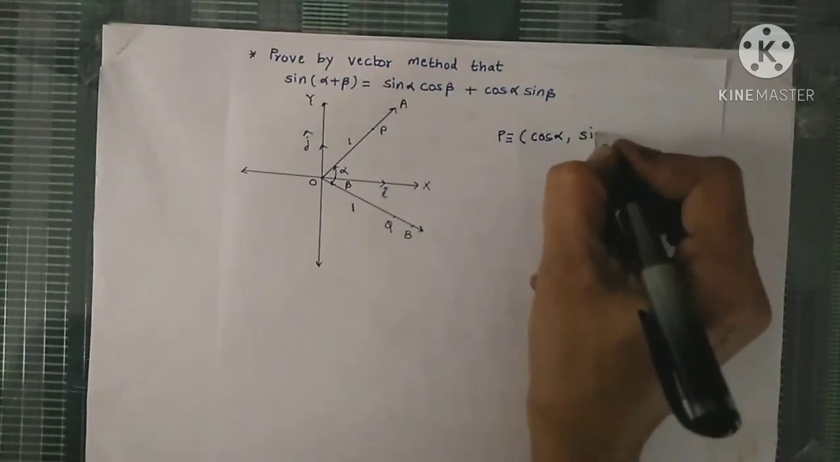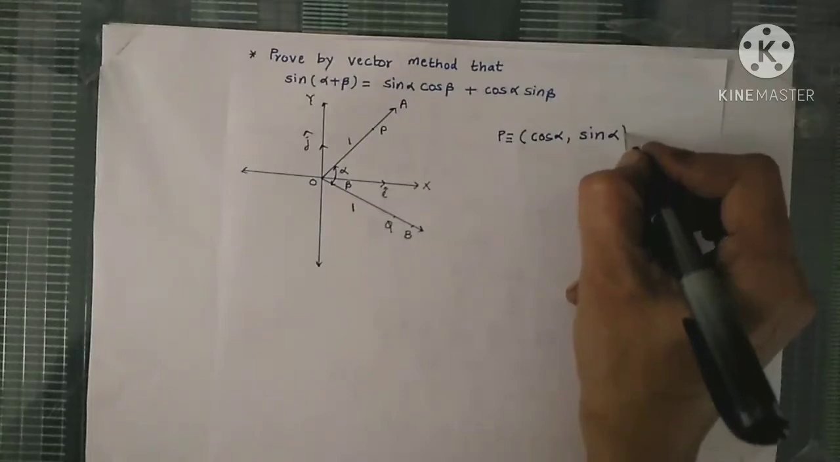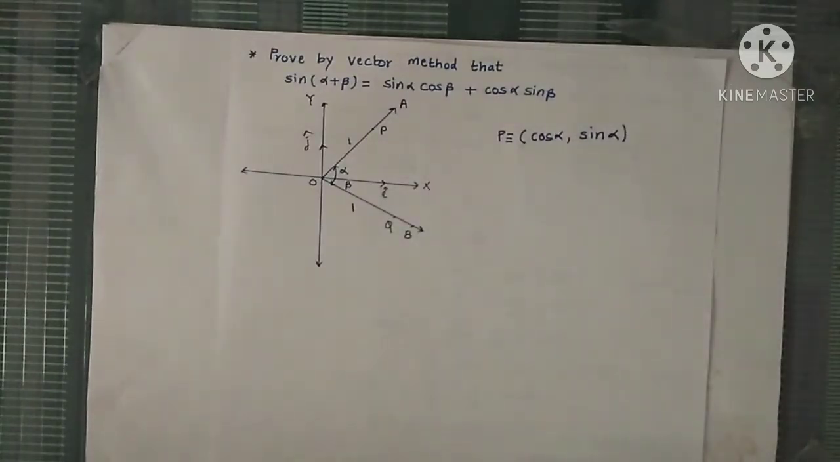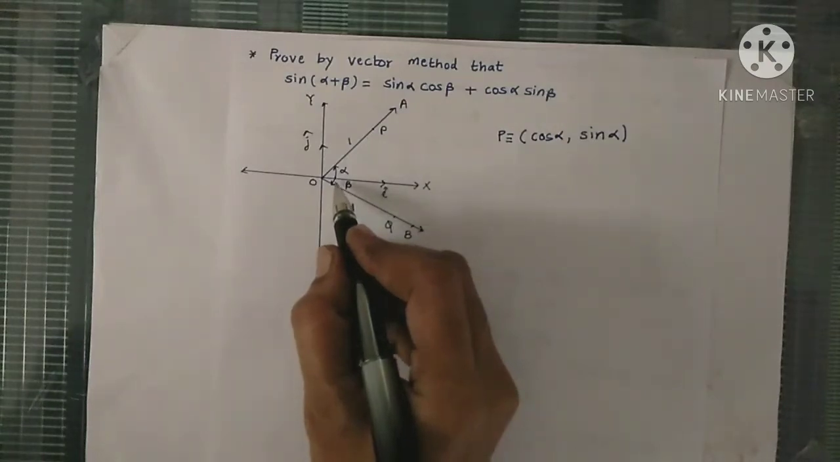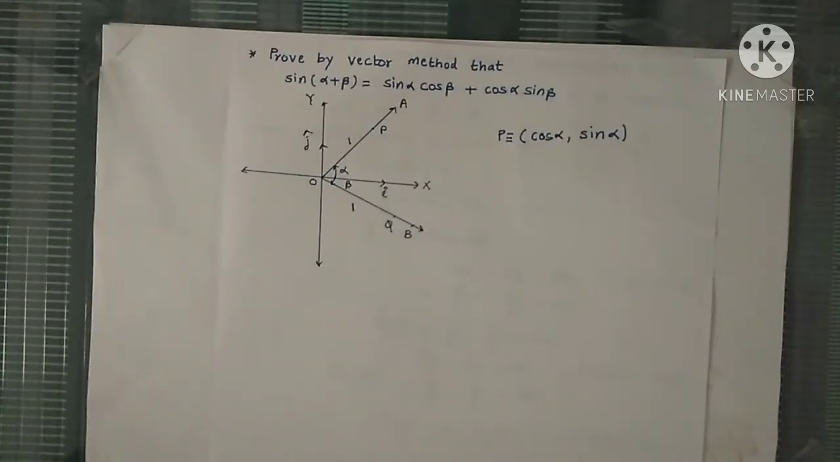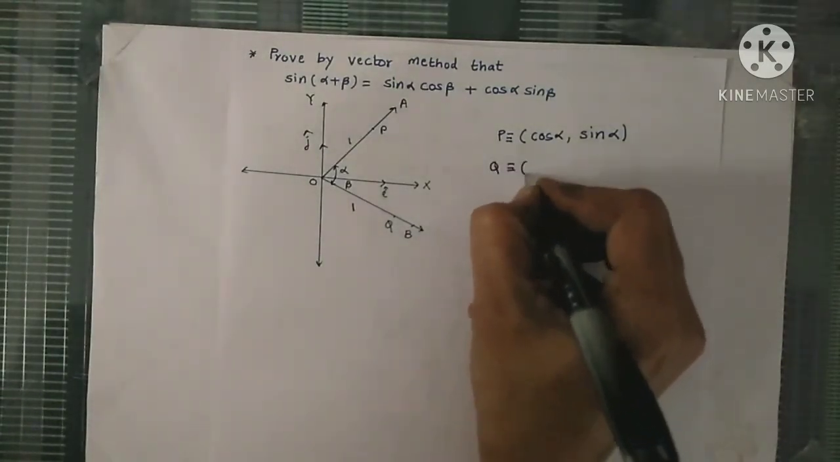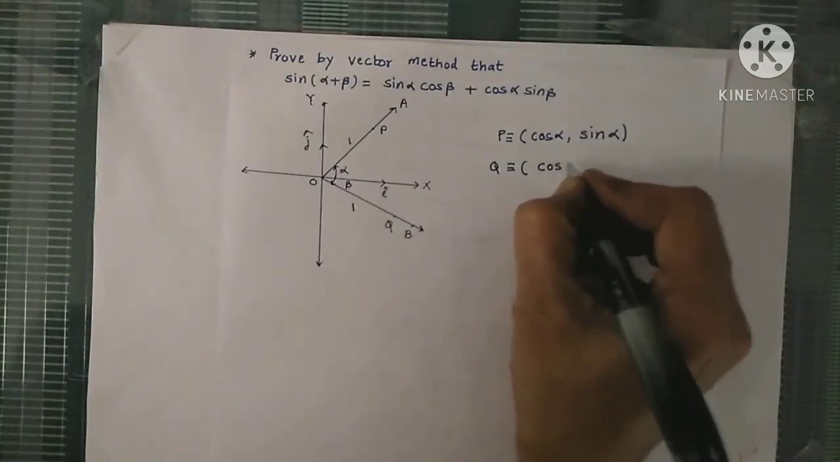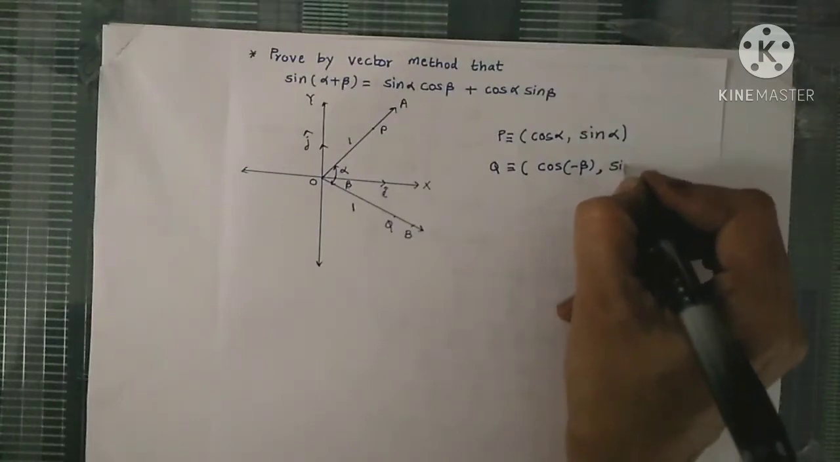Polar coordinates are r cos theta, r sin theta. So instead of theta it is alpha now, and length r is 1 in both the cases, for OP and for OQ. Though this angle is beta here, since the rotation is in clockwise direction, we have to consider this angle as minus beta. So coordinates of Q are cos of minus beta, since the angle is minus beta, sine of minus beta.